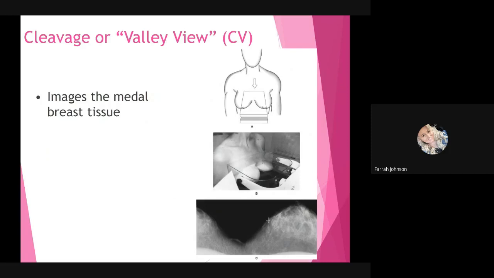Then we have our cleavage, or valley view, or CV view as it's abbreviated. This is going to image the medial breast tissue for both sides. So basically, it's similar to a CC view, except that you bring in both breasts to the imaging plate, and you just focus on separating the breast tissue so that you can see the cleavage in good detail. Okay, for this one, you do not care about the lateral aspect, so it's okay that their breast tissue might be out of the field of view on the lateral side because we're just concerned about this valley area.